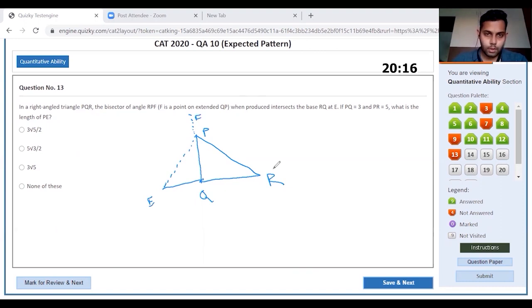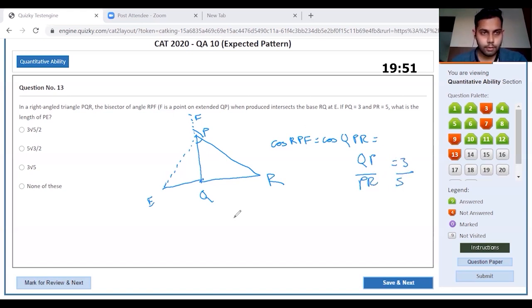Okay. So RPF we have. Simply using those concepts, cos of RPF will be equal to cos of PQR, or sorry, in this case, RPF and QPR are the same. QPR, which is basically QP by PR, which is 3 by 5. Okay, we need to find the length of PE. So we have to use this concept only. I think I'm on the right path.